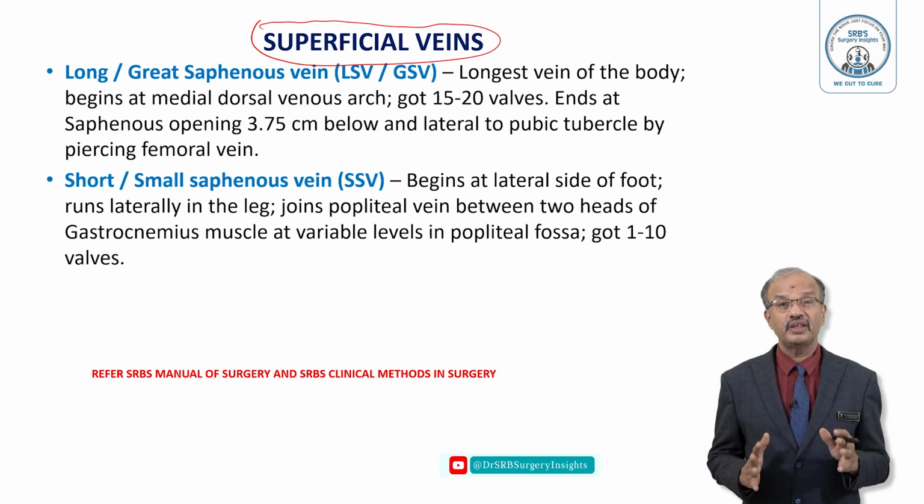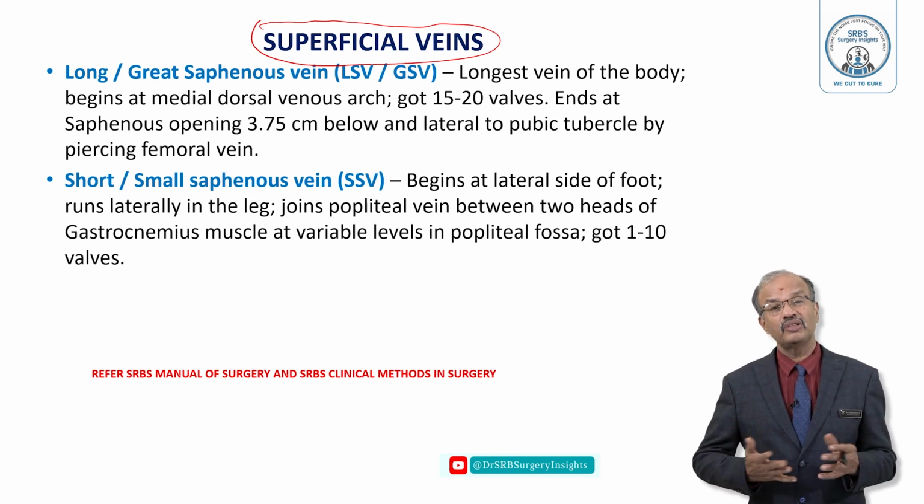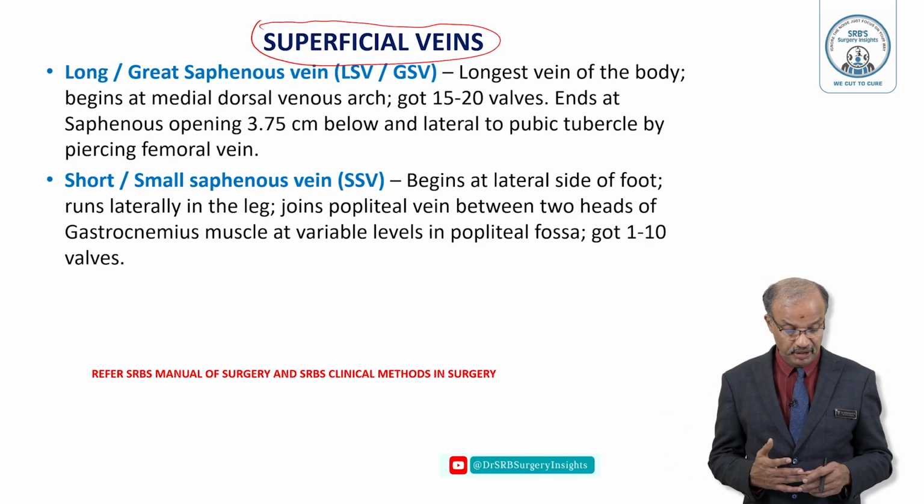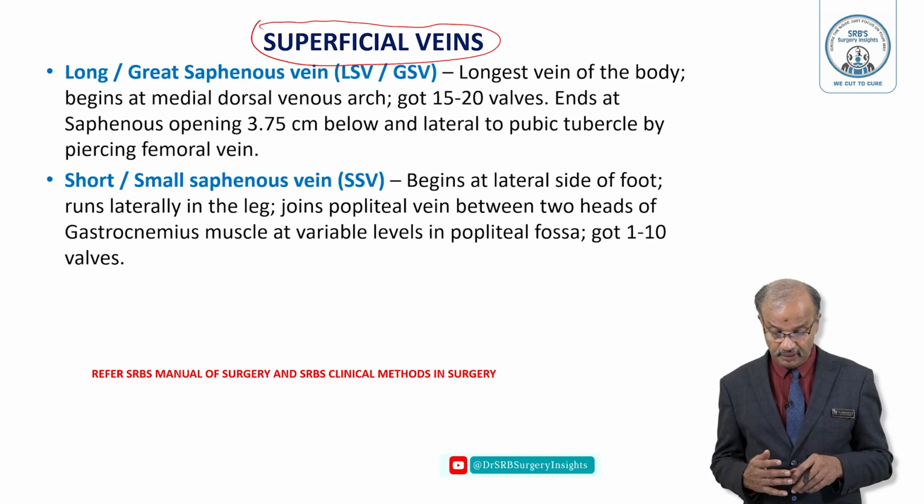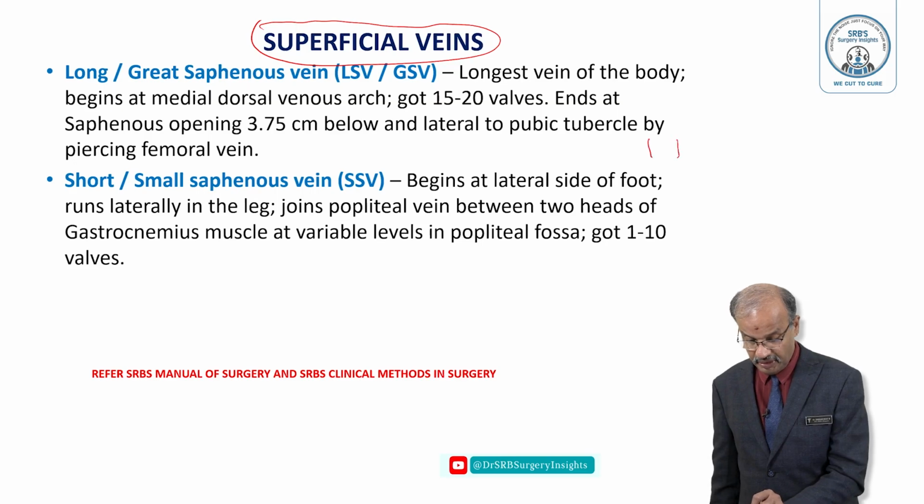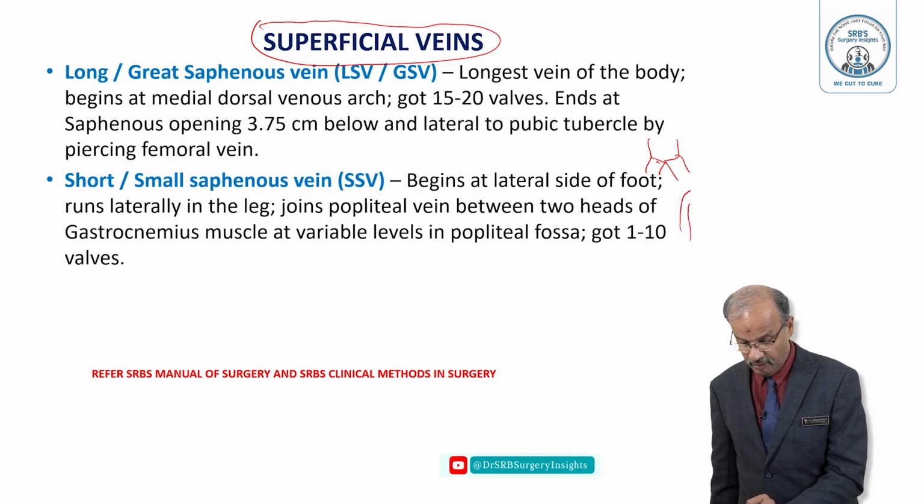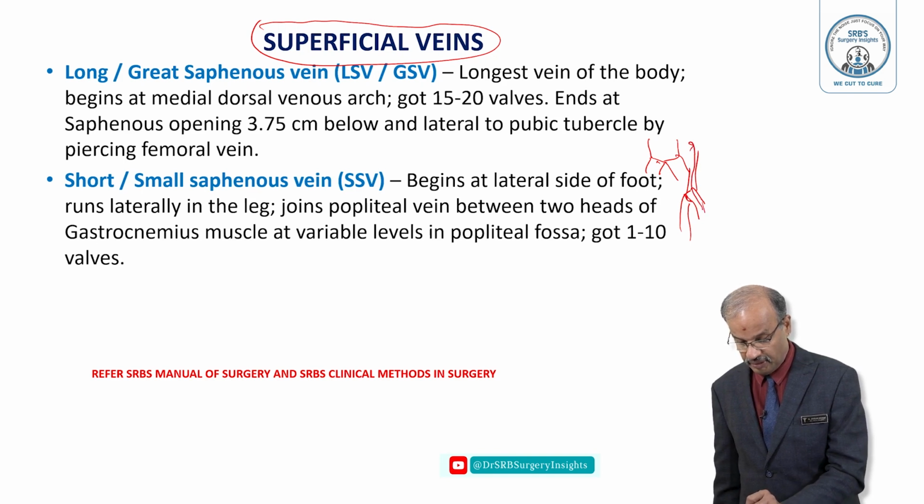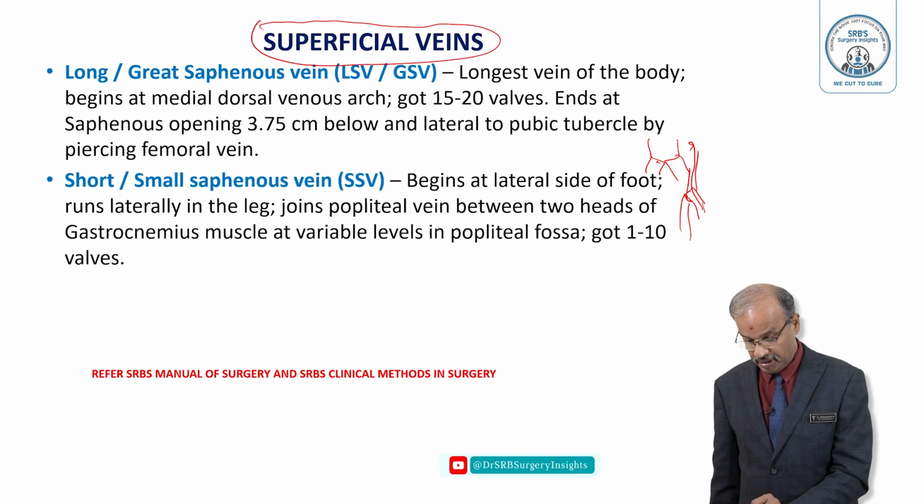The great saphenous vein is the longest vein in the body, also called the long saphenous vein. From the medial perspective, it runs upward. It has 15 to 20 valves. The saphenous opening is 3.75 cm below and lateral to the pubic tubercle. This point is important. This is the point where the superficial vein joins the femoral vein. So there is a valve here actually. The vein continues as the femoral vein and external iliac vein. So this is the great saphenous vein.